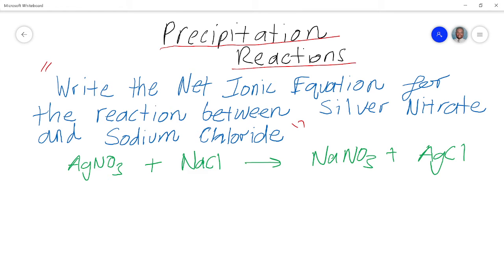Okay, so we need to ask ourselves, is this equation balanced? Now, in my previous videos, I gave examples on balancing net ionic equations. So we're going to be using the same step. Is my equation balanced? I think it's balanced because the sodiums on my left-hand side and my right-hand side are the same. The nitrate on my left and right is the same. The silver on my left and right is the same. And my chlorine on my left and right is the same.